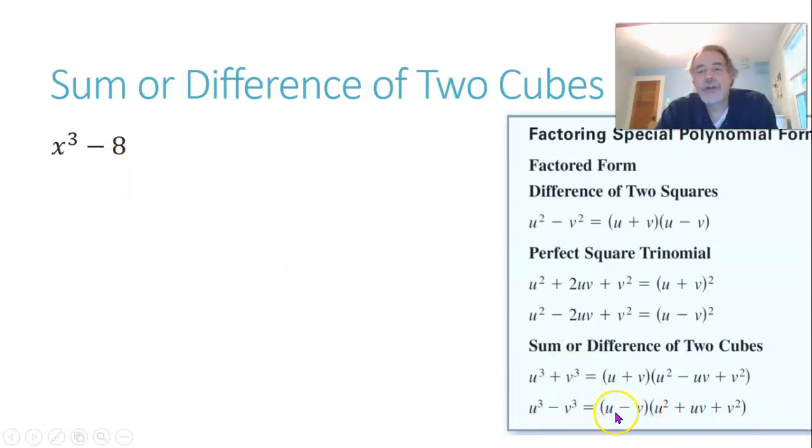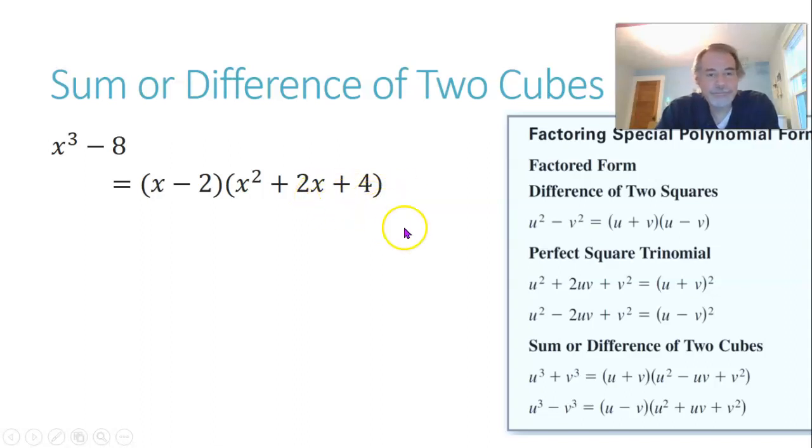The first piece just looks like u minus v, with the part of u being played by x and the part of v being played by 2. And then the second factor has u squared plus uv, those two things multiplied together, plus v squared. So since the part of u is being played by x and the part of v is being played by 2, that gives us x minus 2 times x squared plus 2 times x plus 2 squared, which is 4.